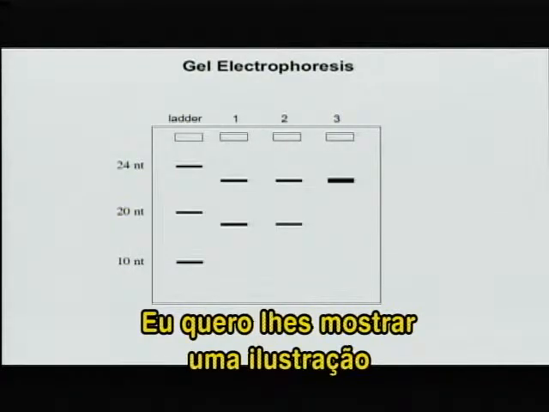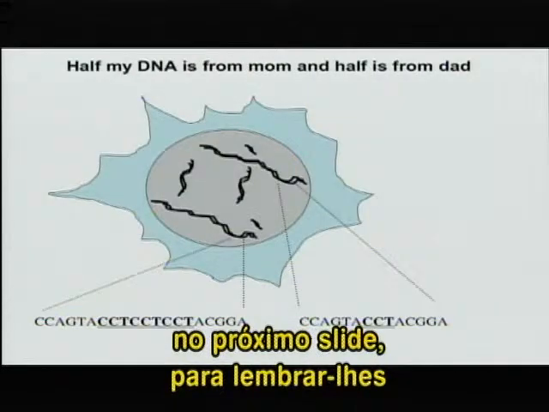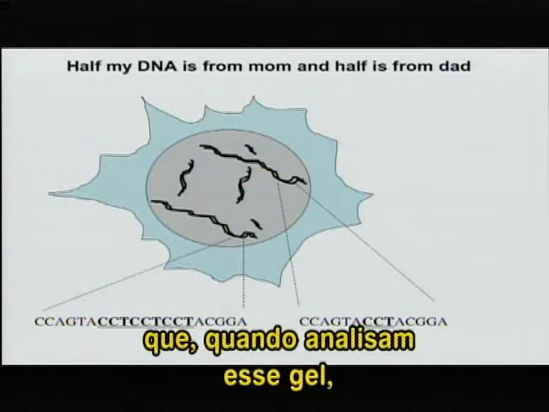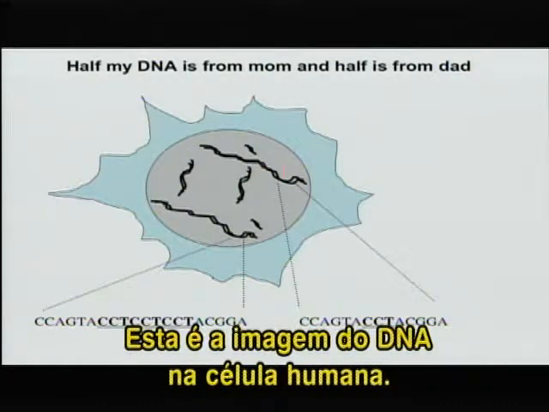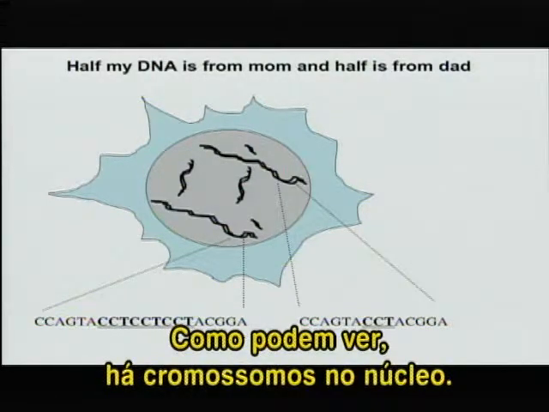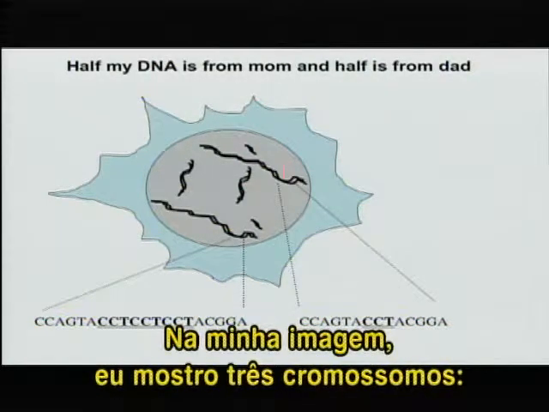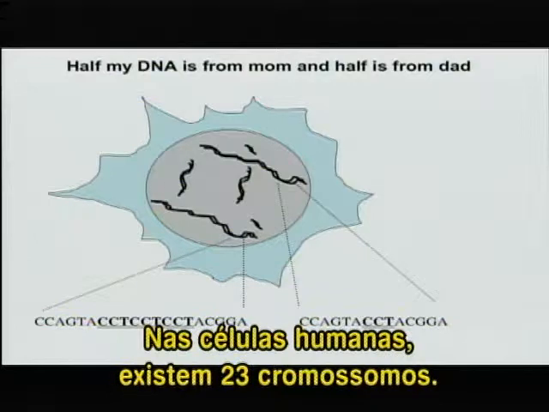So I just want to show you a quick pictorial view on this next slide to remind you that when you're looking at these gels, you're looking at the DNA that comes from the parents. And here's a picture of the DNA actually sitting in a human cell. The round part is the nucleus, and as you can see, there are chromosomes in the nucleus. And in my picture here, I'm only showing 3 chromosomes, a very long one, a medium one, and a short one. In actual human cells, there are 23 different chromosomes.